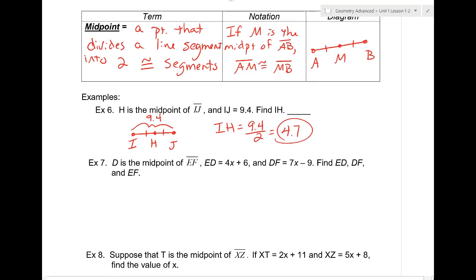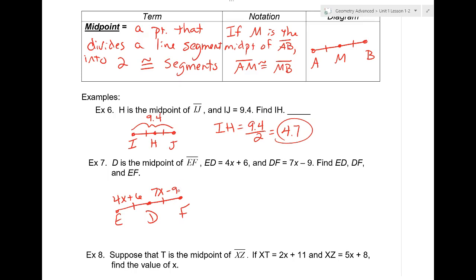All right, next one. It says D is the midpoint of segment EF. So we know D. Do I put my 2 tick marks right away since it's a midpoint? Yep. And then I mark everything I know on the diagram. It says the length, because remember, no bar means length, right? The length of segment ED is 4x plus 6. The length of segment DF is 7x minus 9. Find the length of segment ED, DF, and EF.